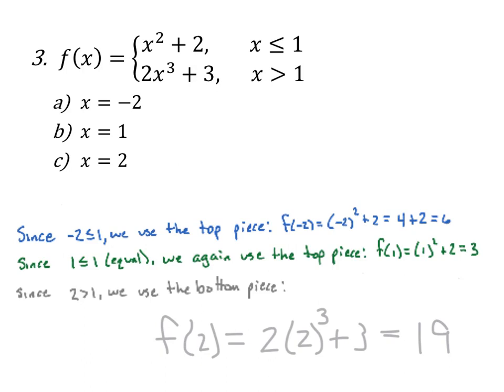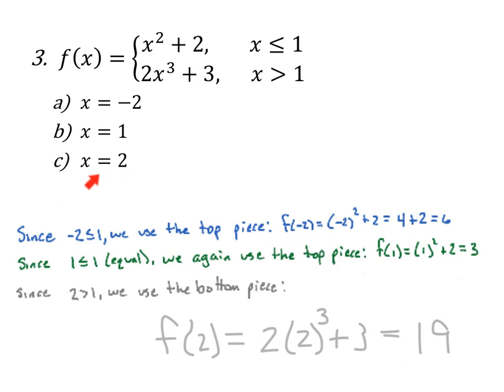To evaluate a piecewise defined function, let's suppose the x value is negative 2. I ask myself, is negative 2 bigger than 1? No. Negative 2 is less than 1, so I'll use the top piece. F of negative 2 is negative 2 squared plus 2, which is 4 plus 2, or 6. For an x value of 1, 1 is not bigger than 1. 1 is equal to 1, so again I'll use the top piece. F of 1 is 1 squared plus 2, which is 3.